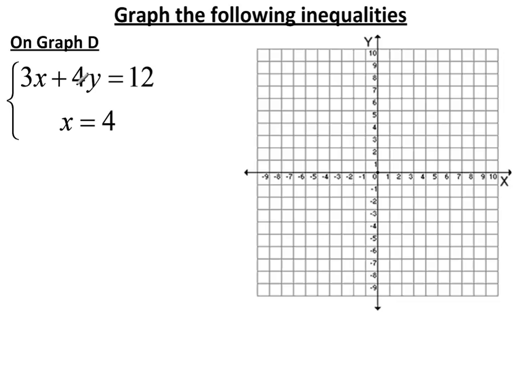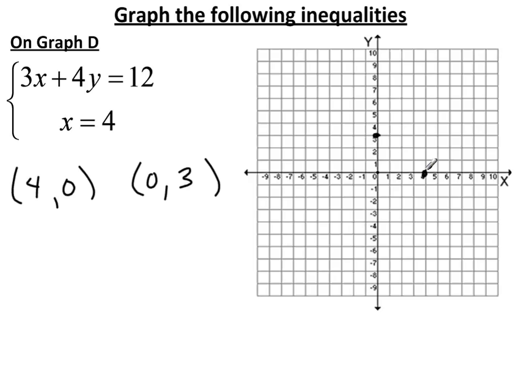Okay. My first one, again, is nice and easy, but I actually want to intersect. And the more you practice these things, the further you go, as you can see. If I substitute 0 in for y, I get 3x equals 12, so x equals 4. If I substitute a 0 in for x, I get 4y equals 12, so y equals 3. I'm going to go to 4, 0, and 0, 3.